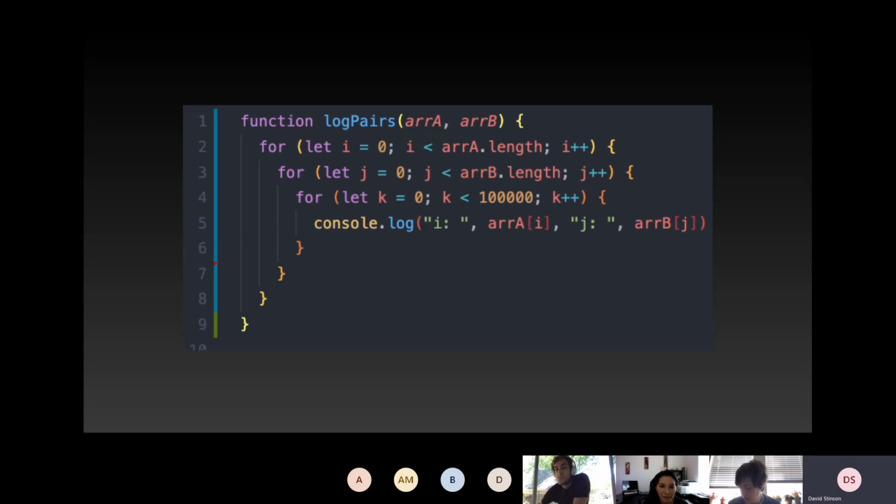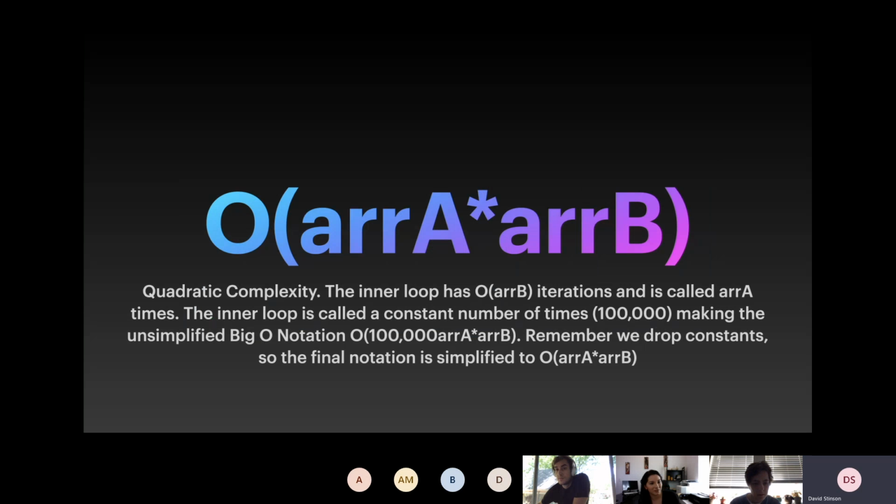Then why did you think it was factorial, Jan? For me, it's just because you're multiplying. That's kind of like n to the power of 3. That's how I see it. Okay. You're on a really good track, but this is O of array A times array B.